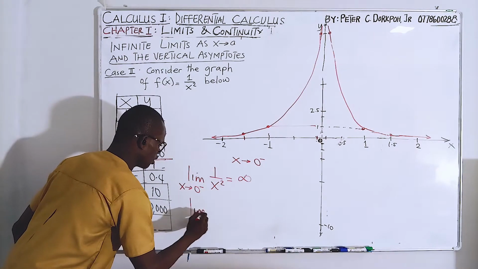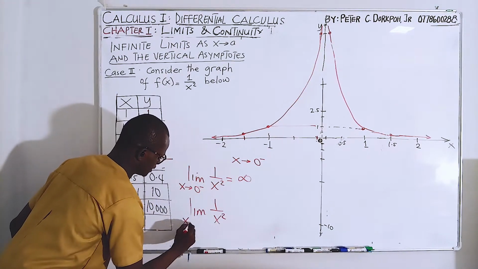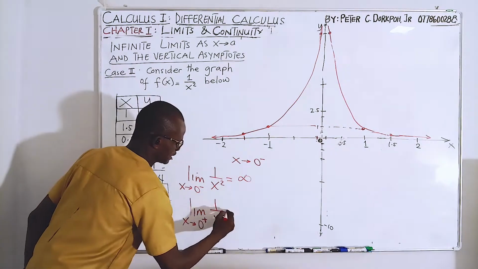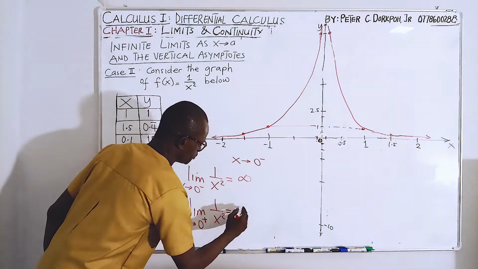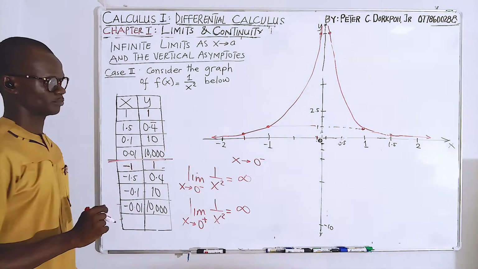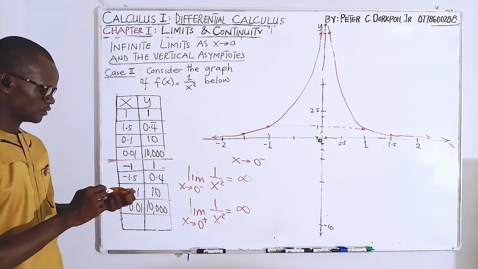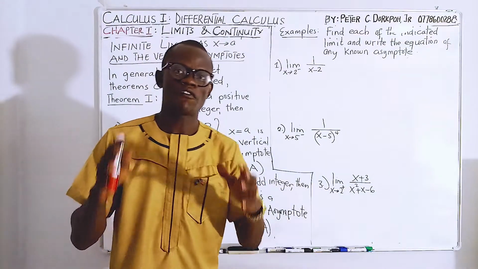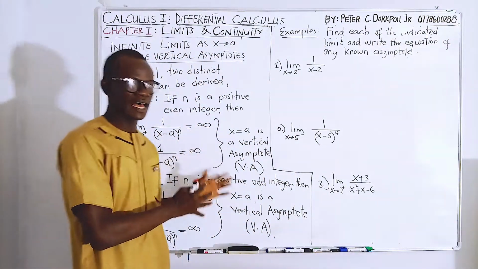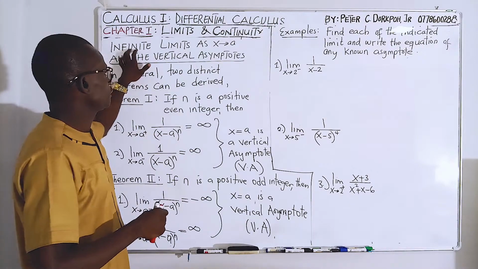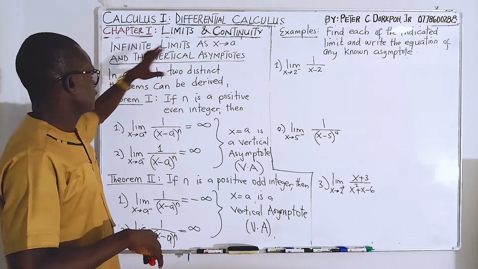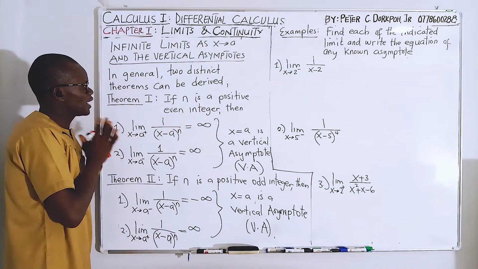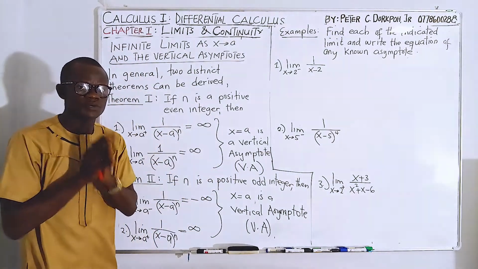So the limit of the function 1 over x squared, as x takes on values approaching 0 from the right, this entire 1 over x squared function will be positive infinity. So this is the behavior of the graph of the function 1 over x squared. Now from the previous graph that we just analyzed, as it relates to infinite limits as x approaches a vertical asymptote, we now derive two distinct theorems.